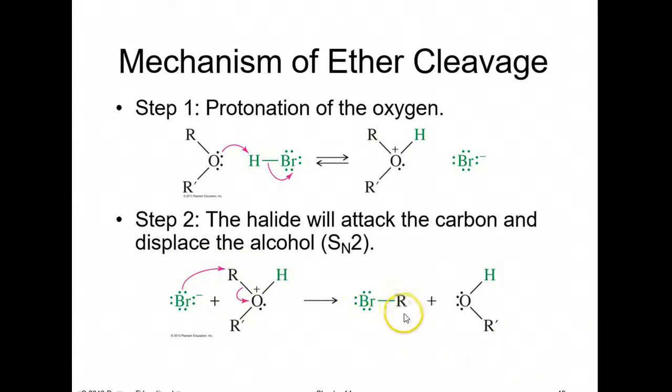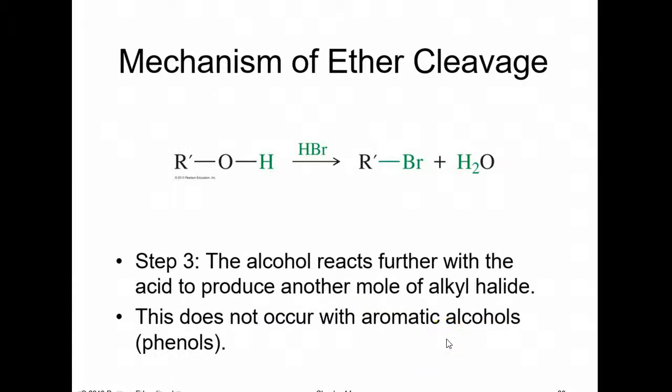All right, notice here's your alkyl halide plus an alcohol. All right, so the halide will attack the carbon via an SN2. That's cleaving an ether. Okay, so if you have an ether and you want to get rid of it, that's how you do it. And your two products are an alkyl halide and an alcohol.